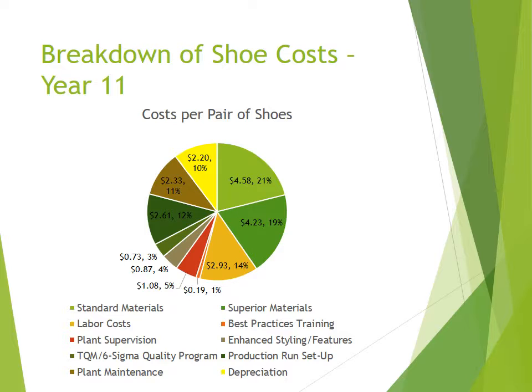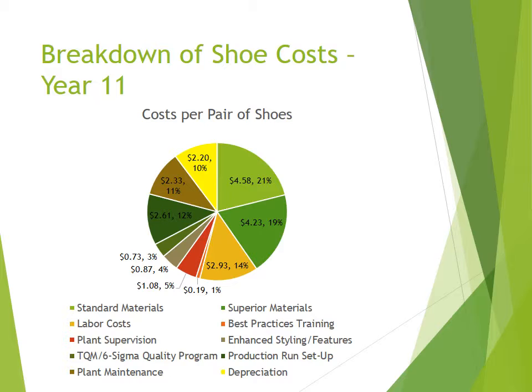The total cost of a pair of shoes consists of standard materials, superior materials, labor, best practices training, plant supervision, enhanced styling and features, TQM and Six Sigma, production run setup, plant maintenance, and depreciation. As you can see here, the materials used in our company's shoes was fairly evenly split between standard and superior materials in year 11. Our company's strategy had yet to be implemented, but will be reflected in the year 14 breakdown of costs.